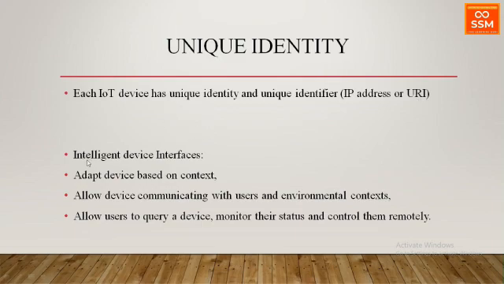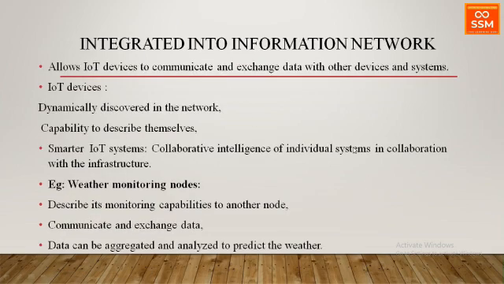Now a device is made intelligent. When you say a device is intelligent, it should adapt based on its surroundings. It should communicate with other devices, and even if users query a device, it needs to monitor its status and then control it. So it should be controlled by users who are present remotely. Next, it should be integrated into the information network. We already have an existing backbone network, so any device which fetches data should communicate the data to the backbone network also.